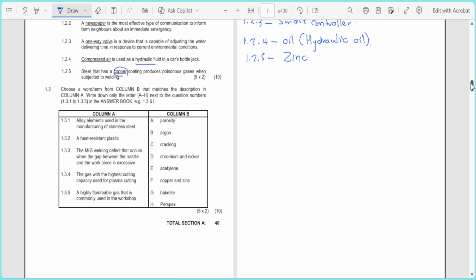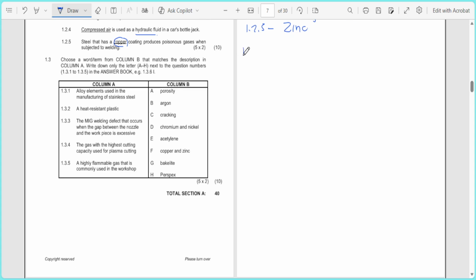Let's go with zinc. Now for the 1.3, the column, the matching. It's time for matching now. We have to choose a word or term from column B that matches the description in column A. We need to write only the letter A to H next to the question numbers.